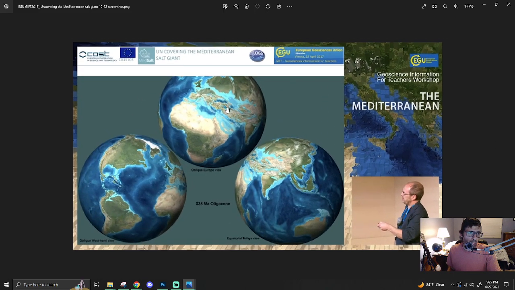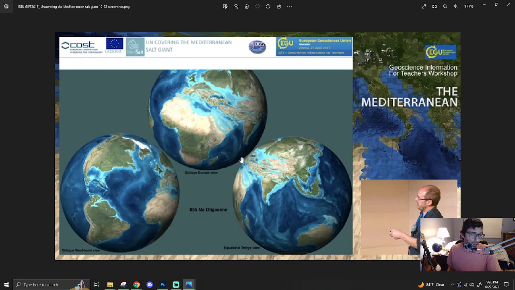Uncovering the Mediterranean salt giant. 35 million years, so this is what it seemingly was like 35 million years ago. It kind of looks like a big Greece, like if this were to be Greece, but like a spiral the size of Asia, something, I guess, going this way. I don't know.